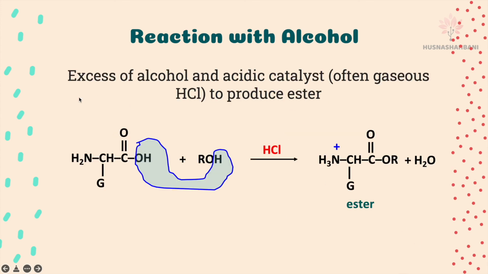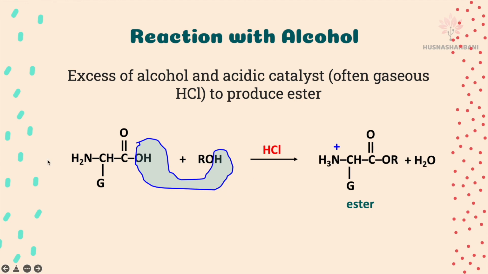Next, reaction with alcohol. Excess alcohol and an acidic catalyst, often gaseous HCl, produce an ester. Here in the amino acid, we have a carboxylic acid part. This carboxylic acid part will react as a carboxylic acid with alcohol. This is esterification. In esterification, remove the OH from the carboxylic acid and the hydrogen from the alcohol. In the presence of acid catalyst, often HCl, the product will be an ester, COOR, with C double bond O and then OR here, plus H2O.